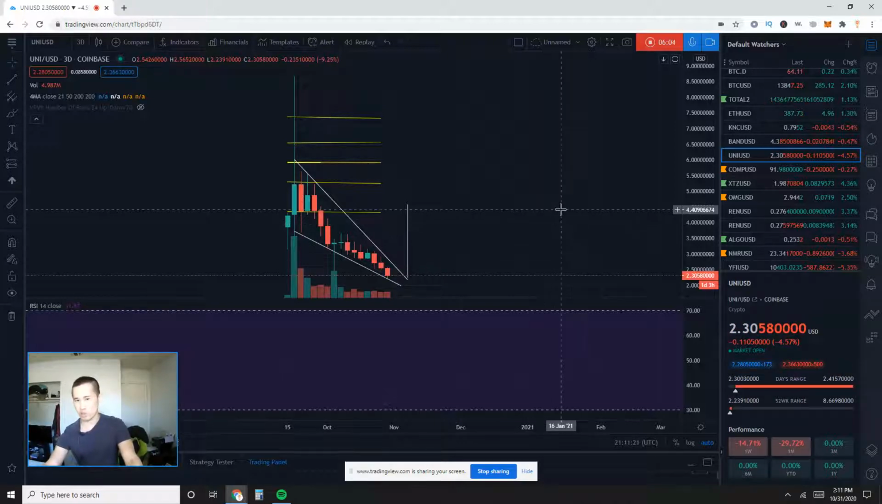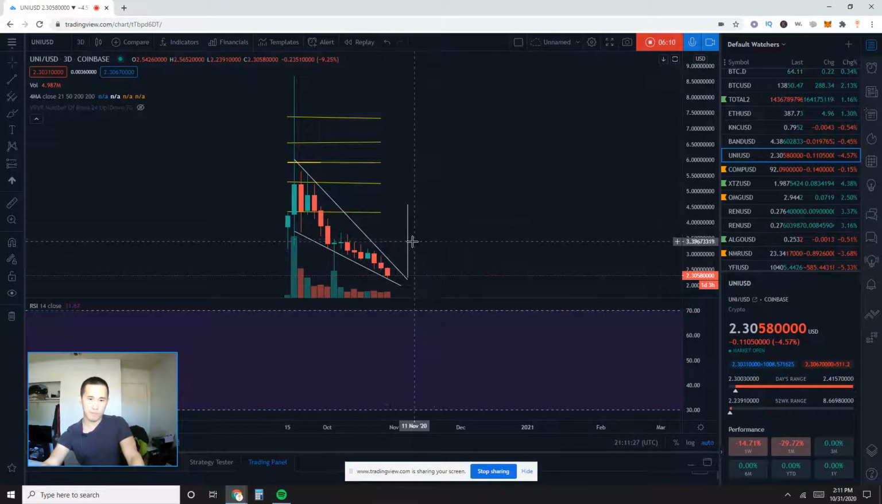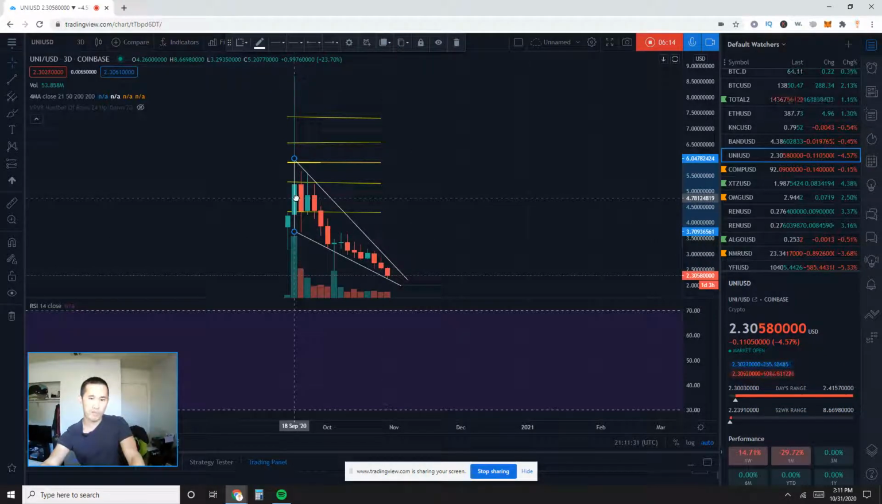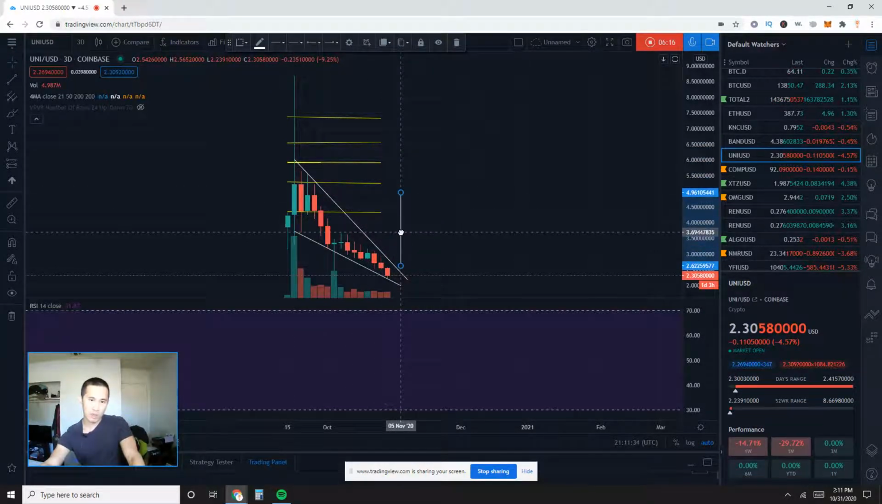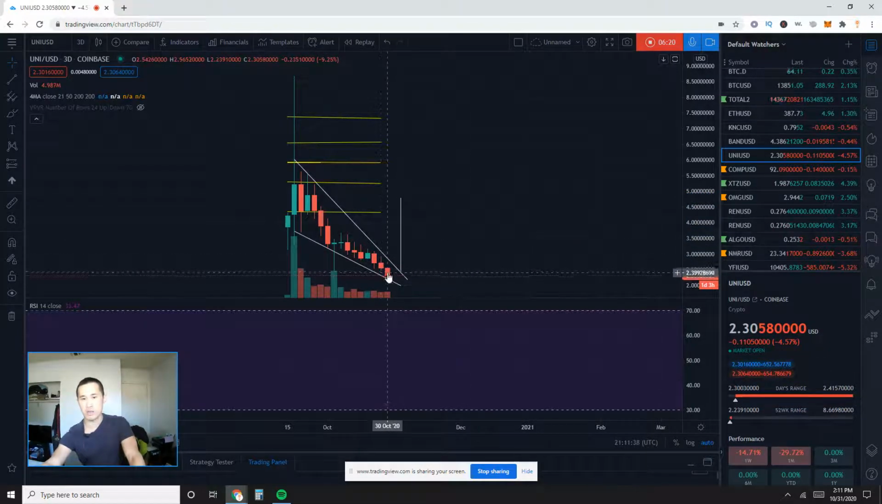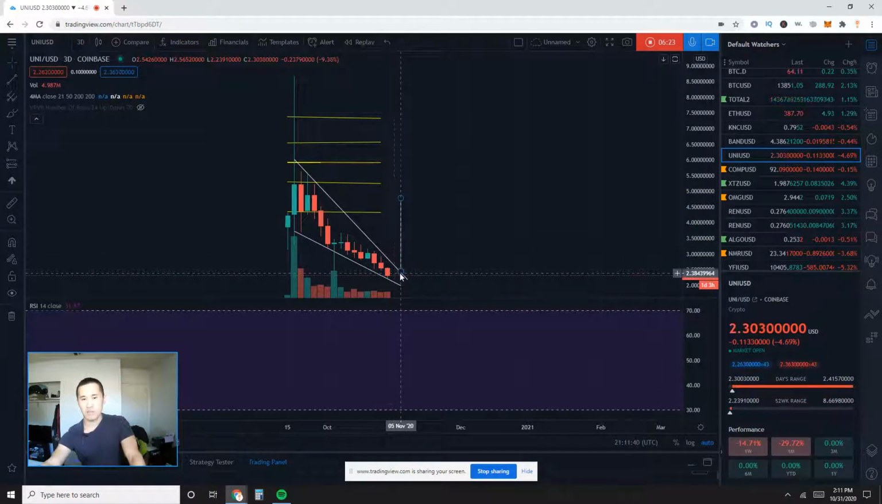Now, if we do reverse, that'd be the bullish case scenario. I do have a measured target, which is basically the distance of the opening of the pattern, added to the expected breakout point. So let's say if we break out within maybe 6 days, my measured target will be about 4.75. That is the bullish case scenario.